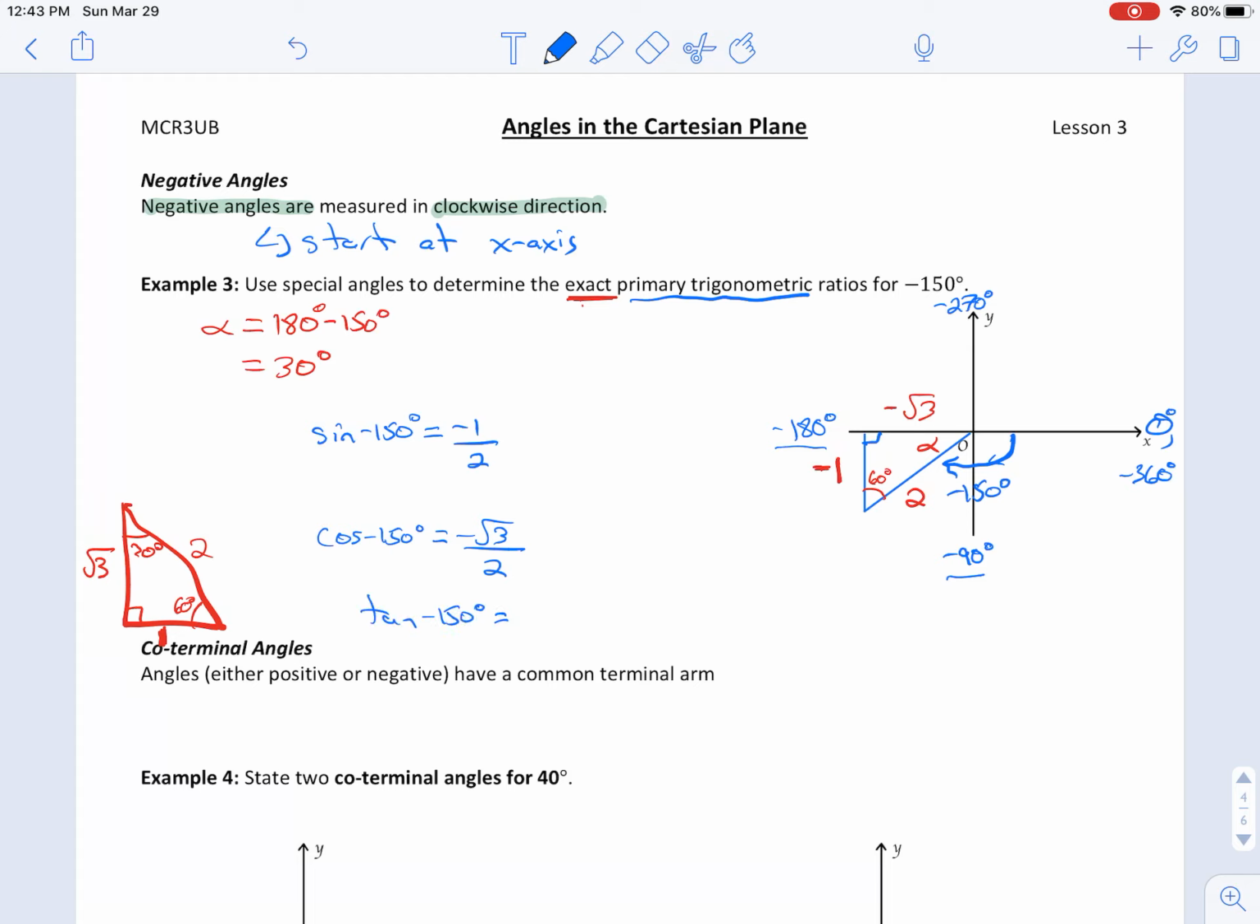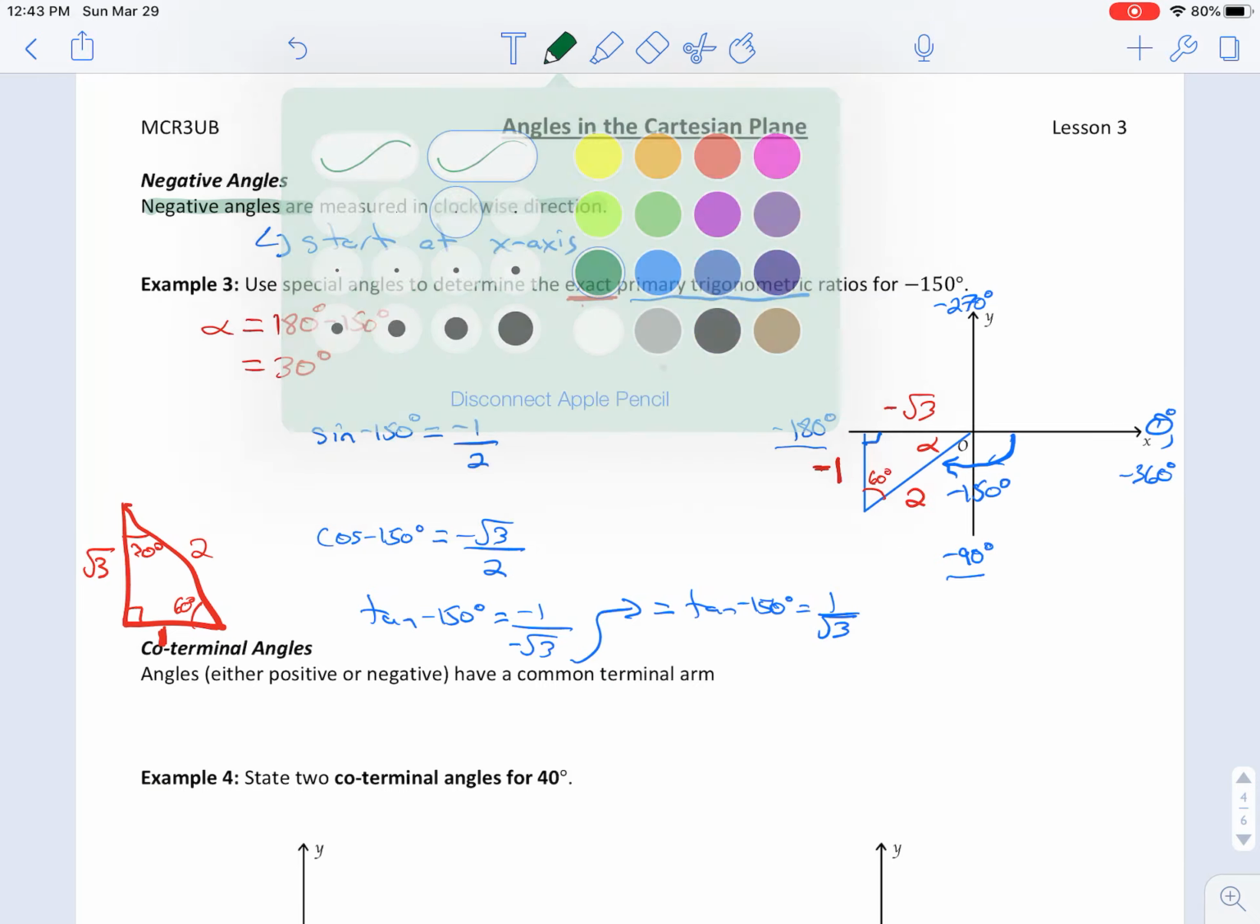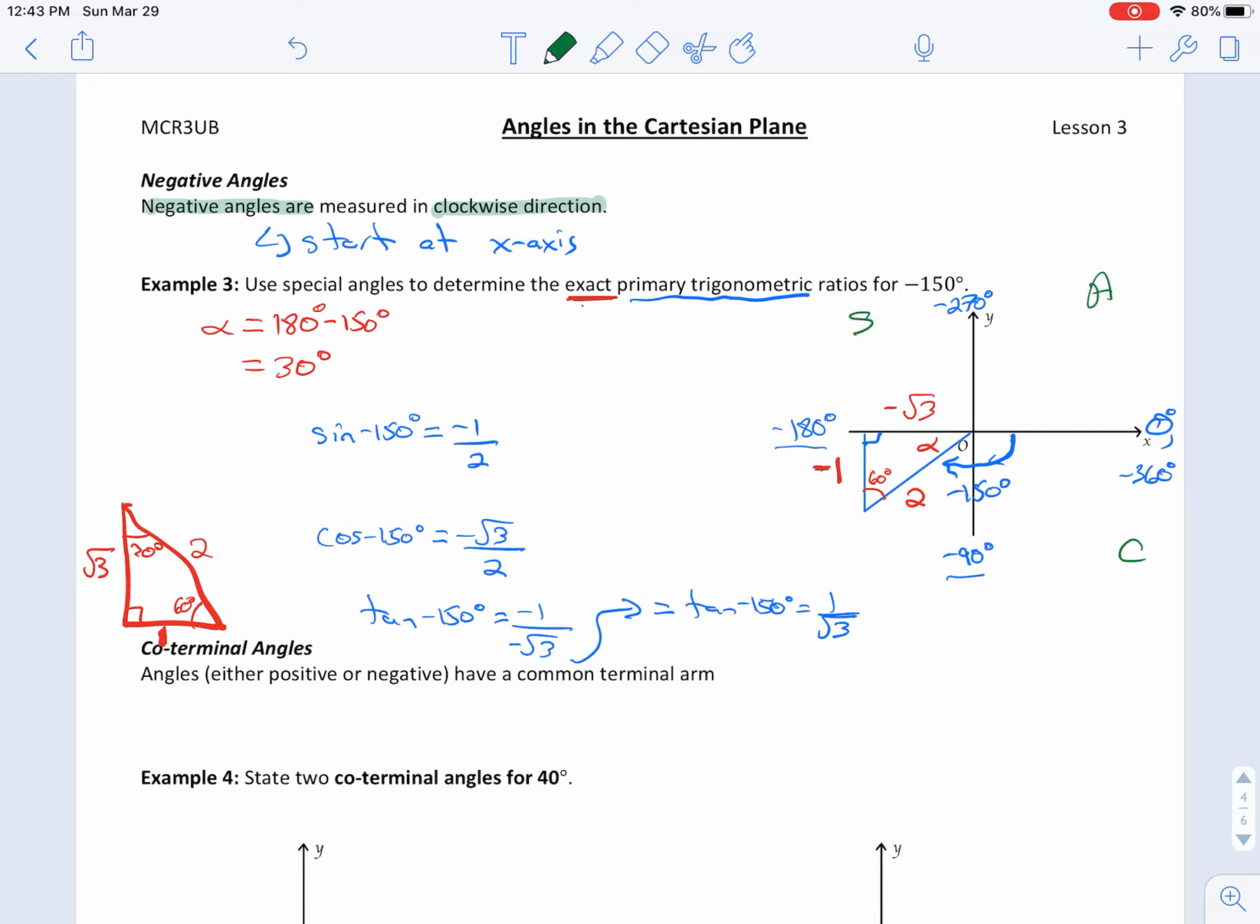And then tan is going to be opposite, negative 1, over adjacent, minus root 3. Oops, not minus inside. And so I end up with tan of minus 150 equals 1 over root 3, so positive. You can again double check using the CAST rule. We're in the T quadrant, so tangent's positive, and yes, the other ones are negative. Just verifying, yeah, we got it right. Okay, so that's negative angles.